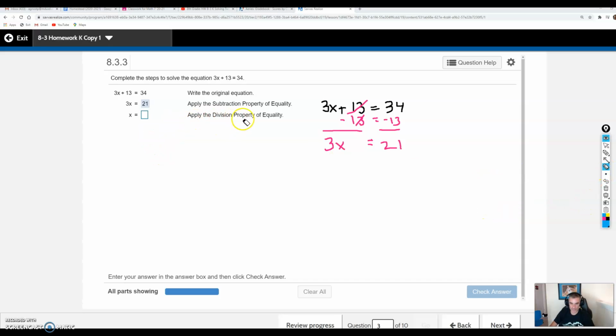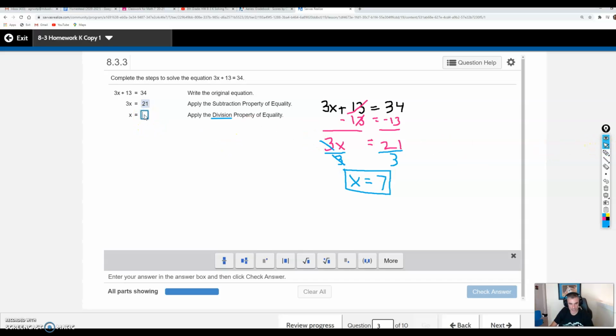It says apply the division property of equality. Notice it tells you what you need to do next. It says right there, division. Since we're multiplying our variable by 3, the way we undo that is by dividing by 3 on both sides. If I multiply by 3, but then I divide by 3, those cancel. I'm left with just x is equal to 21 divided by 3, which is 7. So now I can go over to my final answer and put 7.